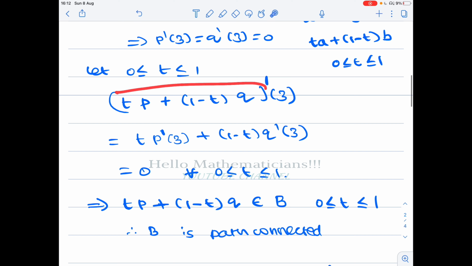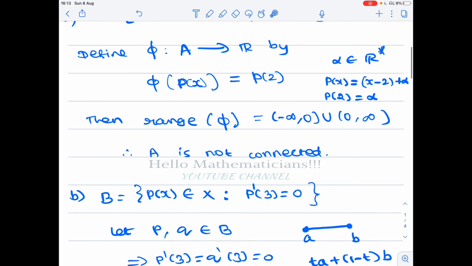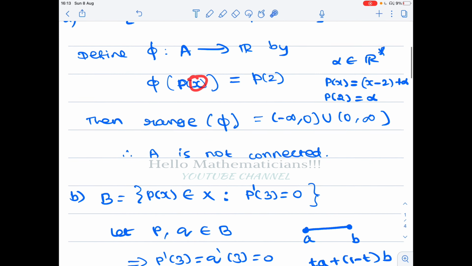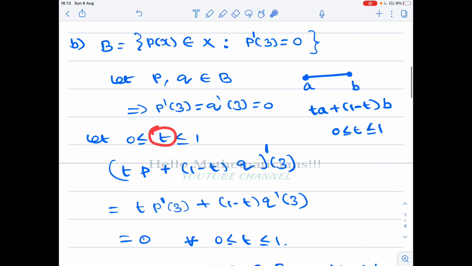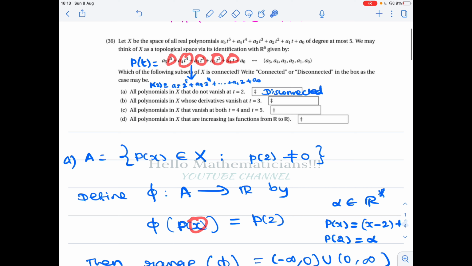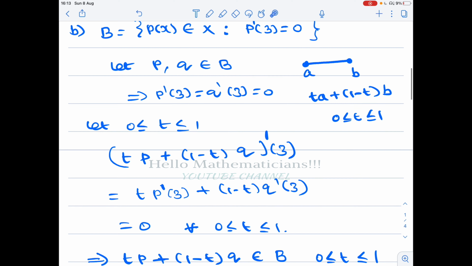Okay, so now this t and 1 minus t are scalars, right? Real numbers, in particular scalars. So this will give us t times p prime of 3 plus (1 minus t) times q prime of 3. I think there is a slight confusion because they are giving the variable as t, but I am taking the variable as x. That is why these t's are scalars. For them t is a variable, but I am taking polynomials in x. I hope that is fine.